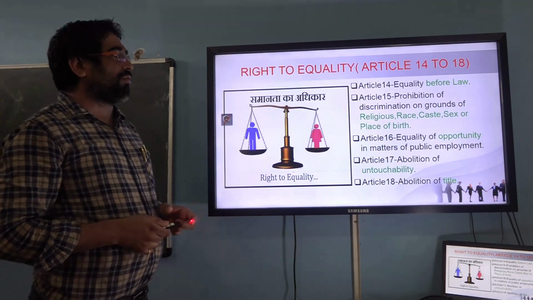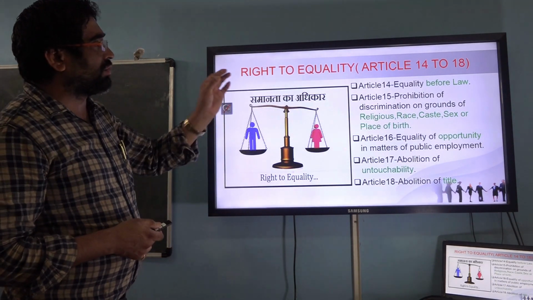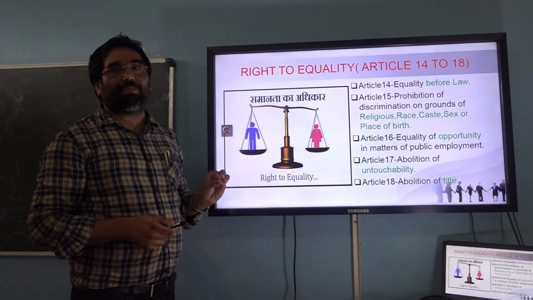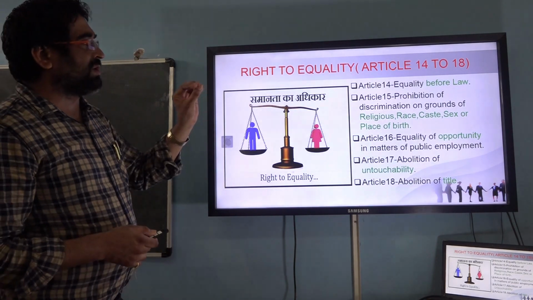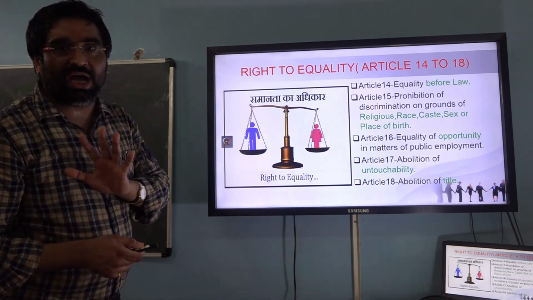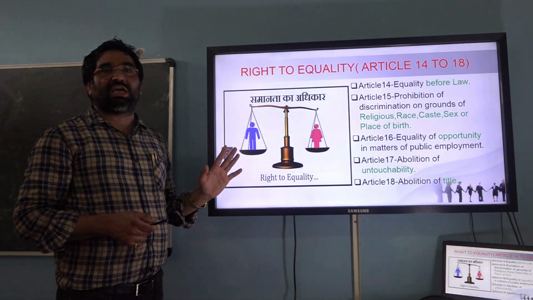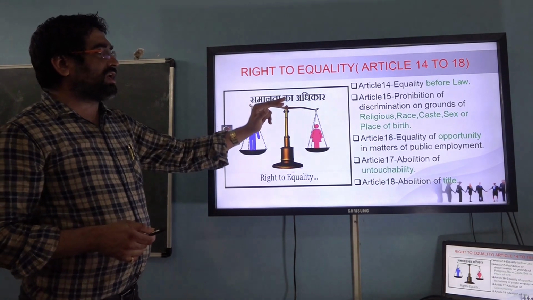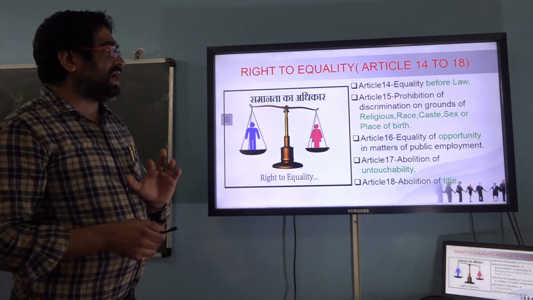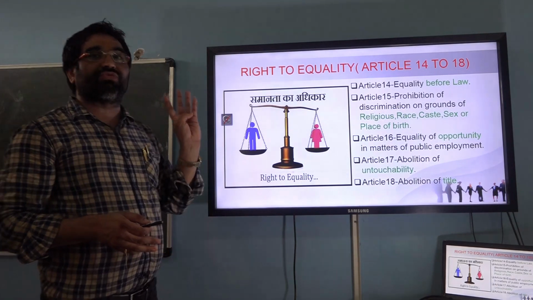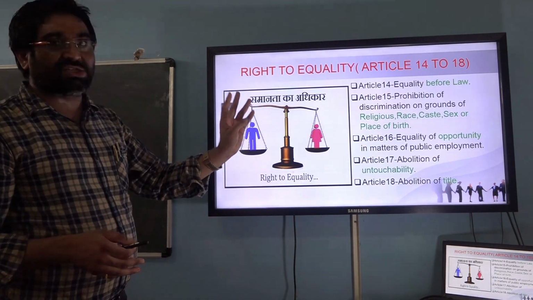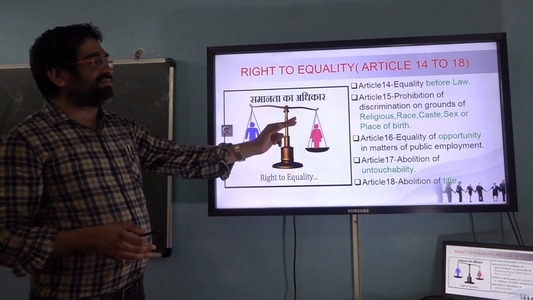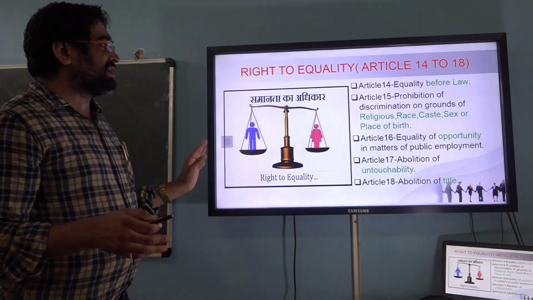Article 14 is telling that everyone is equal before the law. 14, 15, 16, 17, 18: there are 5 provisions we need to see. First is equality before the law. There will be no type of discrimination. Then article 15 says there will be no discrimination on the ground of religion, race, caste, sex and place of birth. On these 5 things there will be no discrimination.